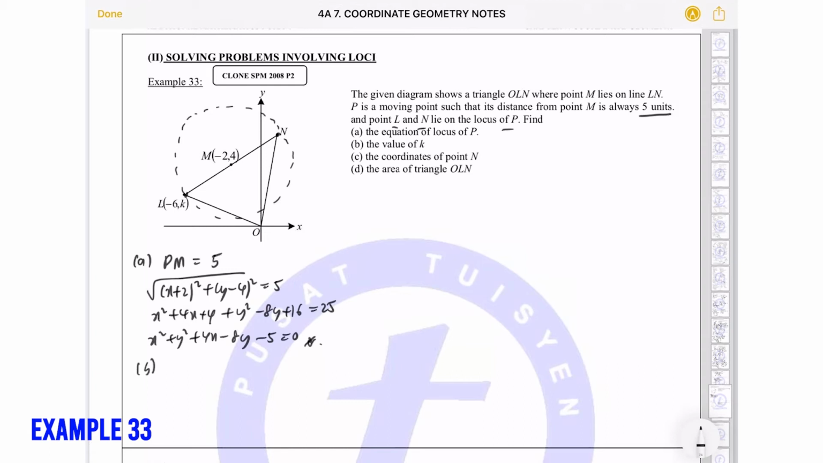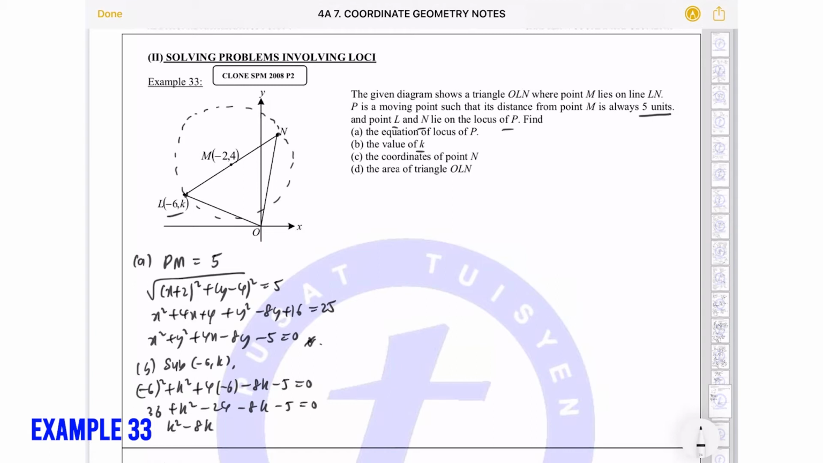Okay, part B. Now they say that L lies on the locus. Well, L has a y coordinate k. Now when the point lies on the locus, what we can do is substitute the coordinates, negative 6, k, into the equation of the locus. So my left hand side must be the same as my right hand side. Okay, so when you expand, 36, this is k squared, 24, 8k and 5.